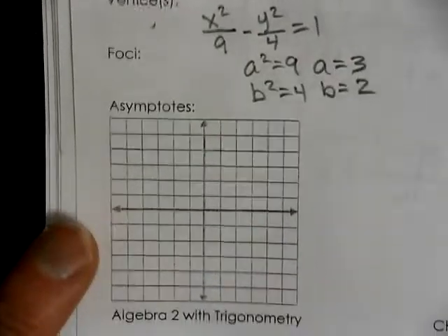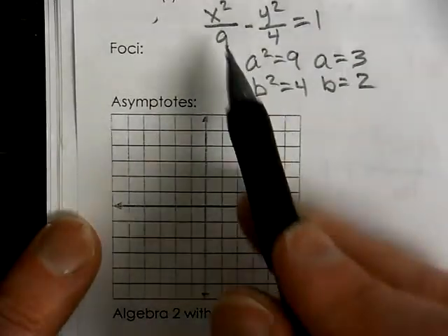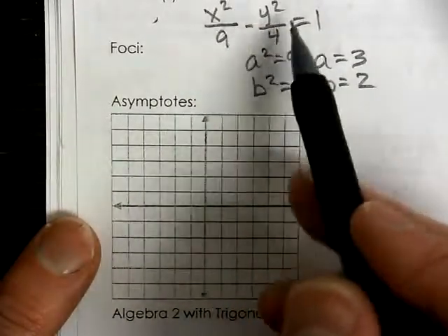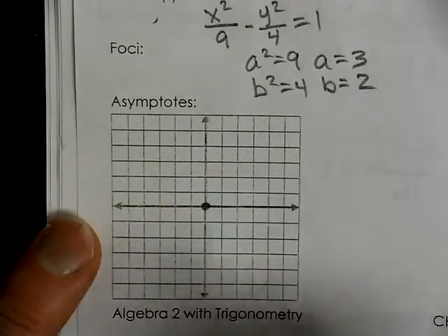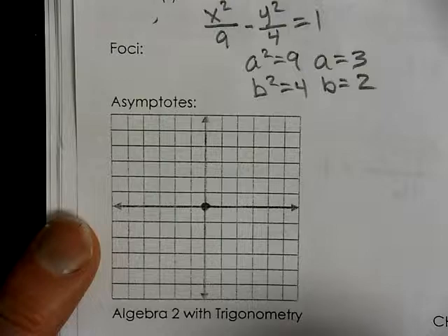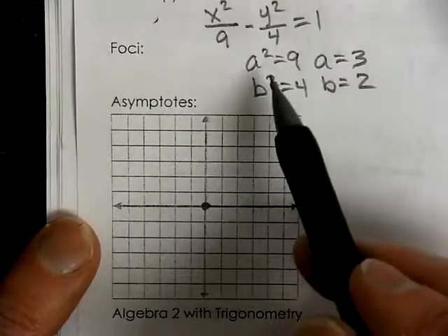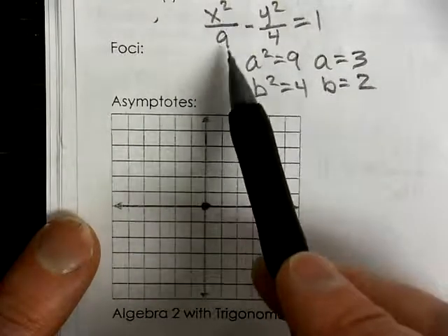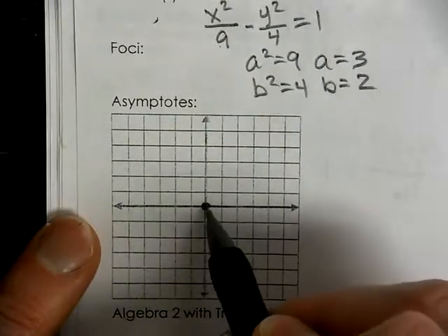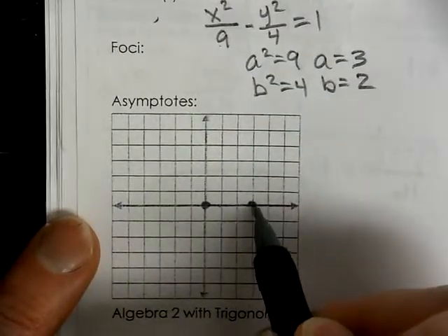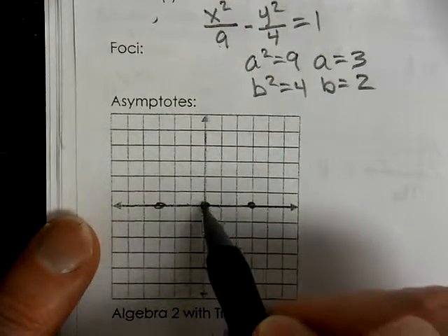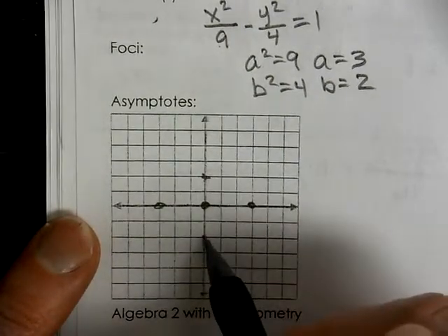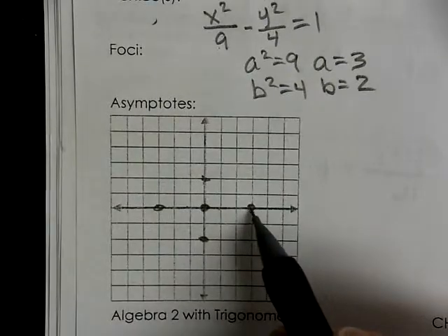So we're going to start to graph this. Because there's no parentheses with our x and y, we have a center point at the origin. All of these hyperbolas will have a center point at the origin. Our a value is following the x, and we go 3 out, 3 back. The b value is 2. So this is our vertex.